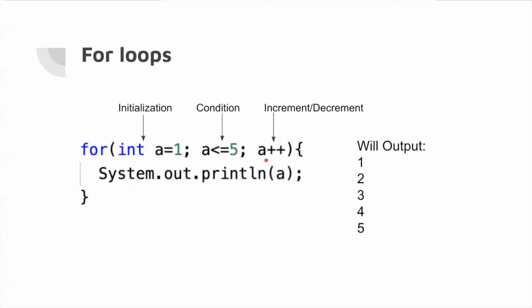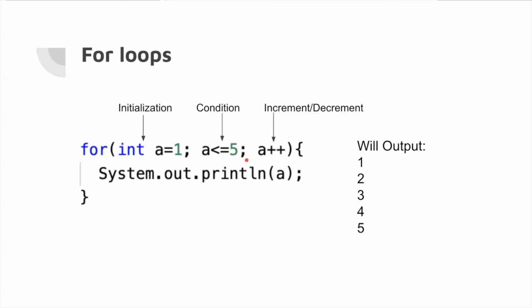And then when it finishes, it increases a to 3. 3 is still less than or equal to 5, so it runs the code again. And then it will print out 4 and then 5. And then after it prints out 5, it will increase a to 6. And then 6 is not less than or equal to 5, so this condition is now false. So then the for loop stops.